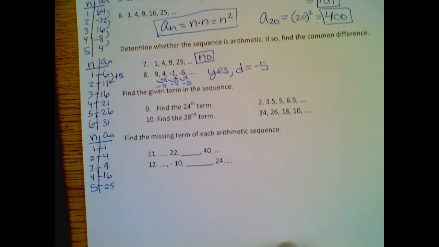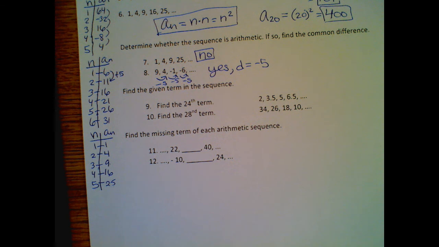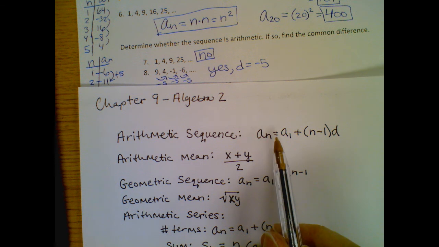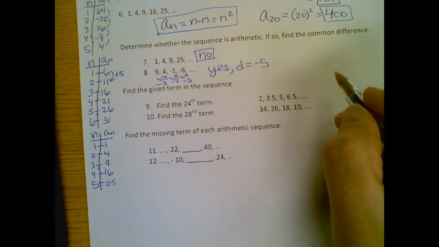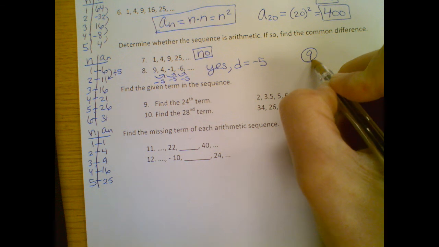Now for number 9, it goes ahead and says, find the 24th term of this sequence. So we know it's an arithmetic sequence. They're adding or subtracting by the same number. So I'm going to go to my formula sheet. I'm going to use this first formula on my formula sheet under arithmetic sequence. So let's write that formula down.